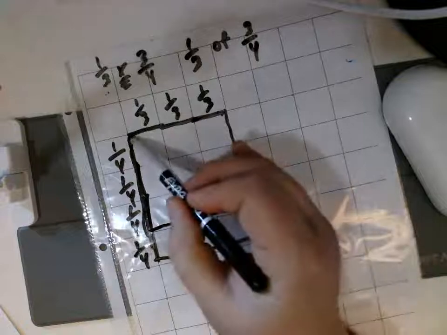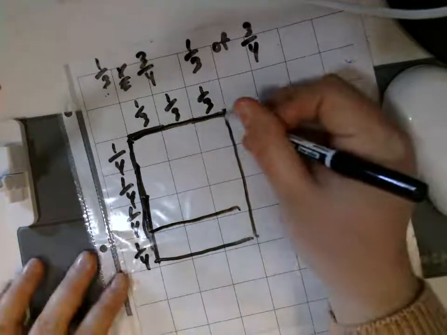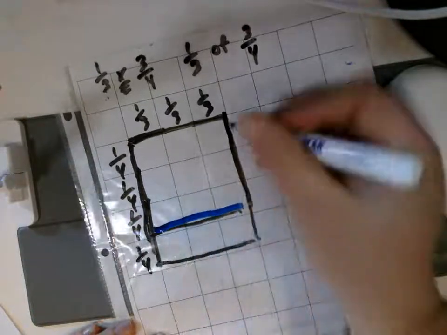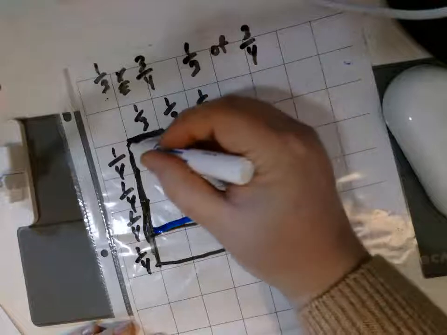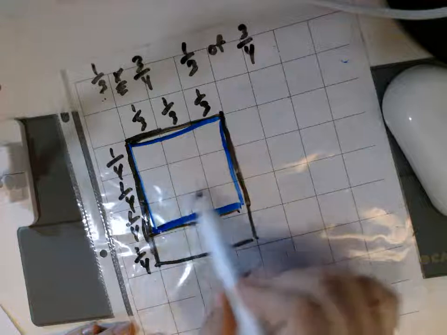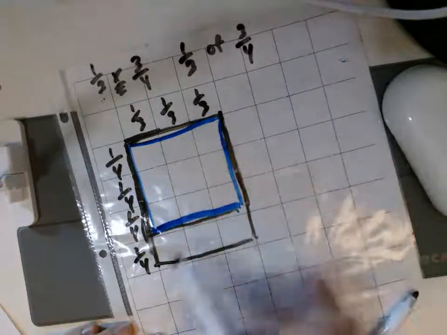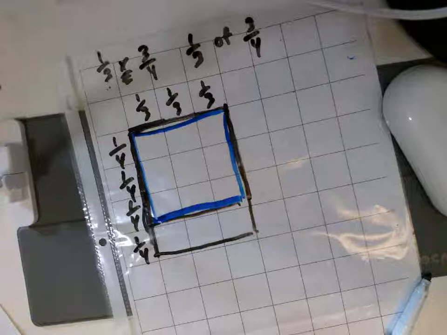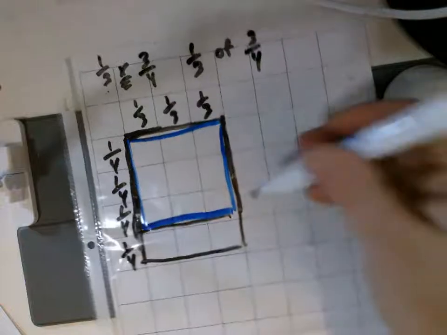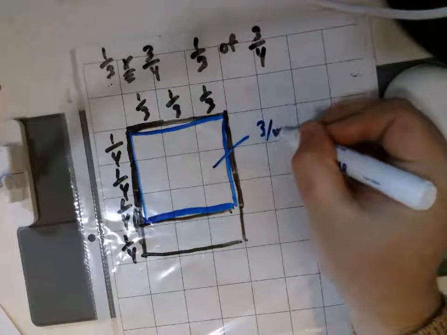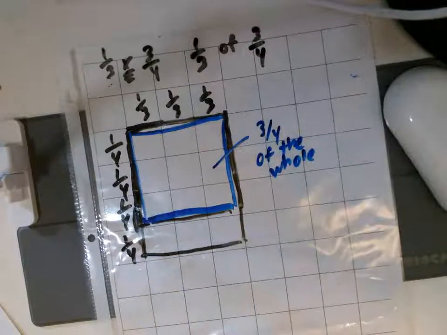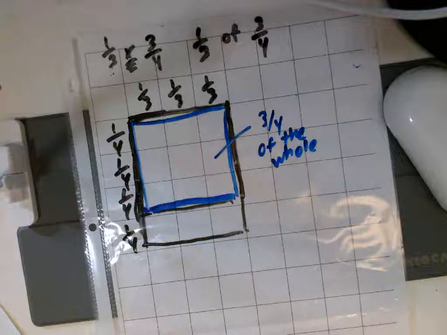And I'll even use another color. This right here is 3/4 of the whole, because we have 1 line here, 1 line here, and 1 line here. 3 out of the 4 rows. And I think we should label this 3/4 of the whole.